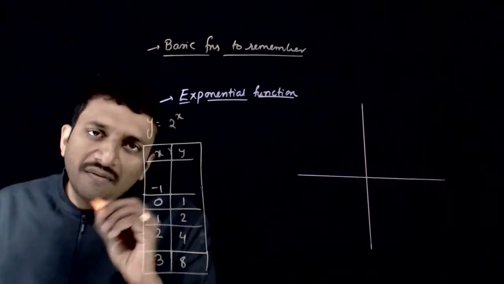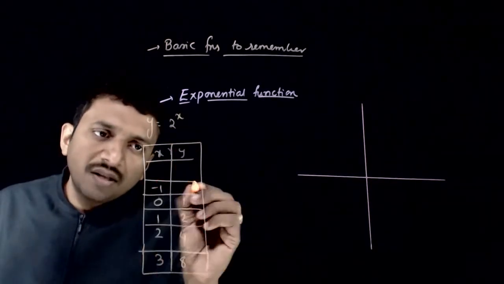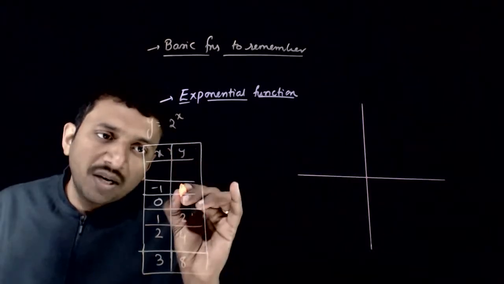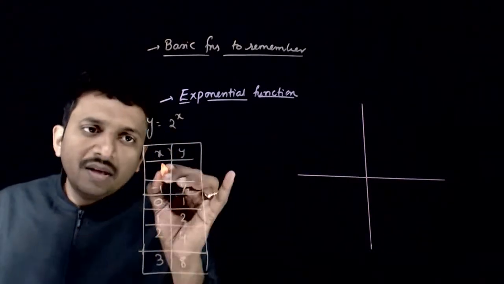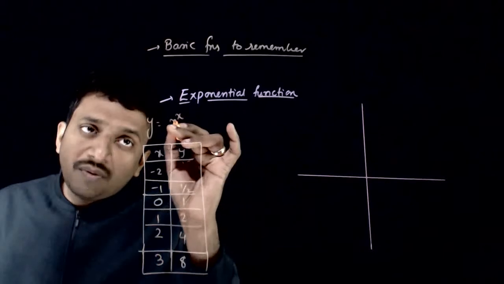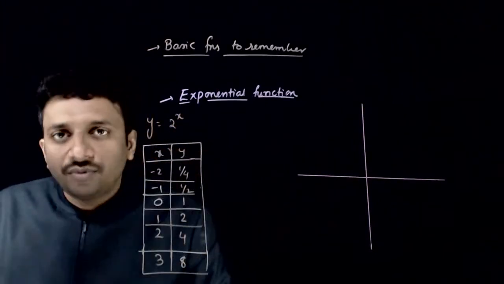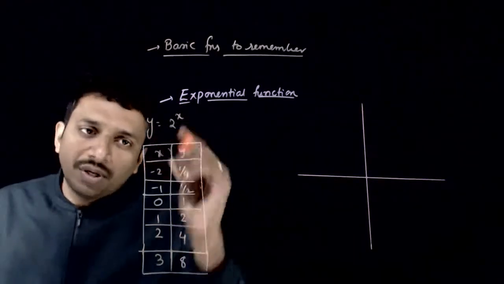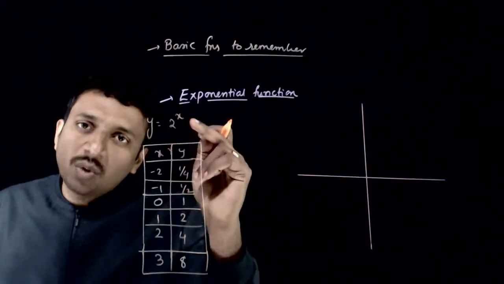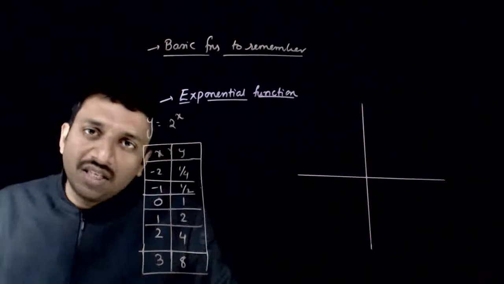And if you go to negative values, when x is equal to minus 1, the value of y is 2 power minus 1, that is 1 by 2. So when x is equal to minus 2, the value of y is 2 power minus 2, which is equal to 1 by 4. And this also goes on. As x goes to minus 3, it is 1 by 8, minus 4, 1 by 16, so on.